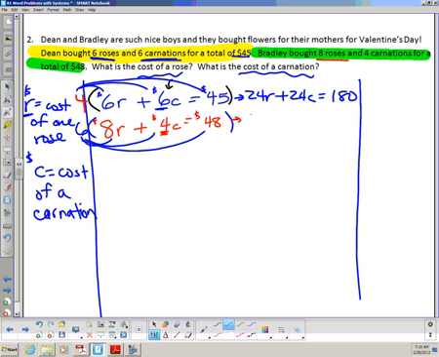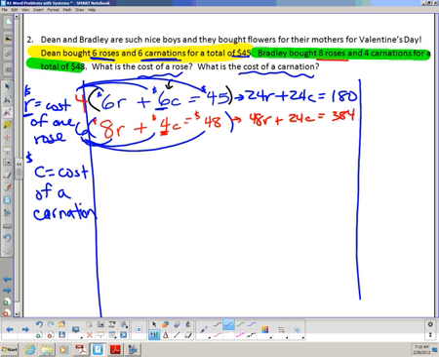6 times 8 is 48R. 6 times 4C is 24C. And 48 times 8, see if I can do this in my head. 40 times 8 is 320. 8 times 8 is 64. So that would be 384.